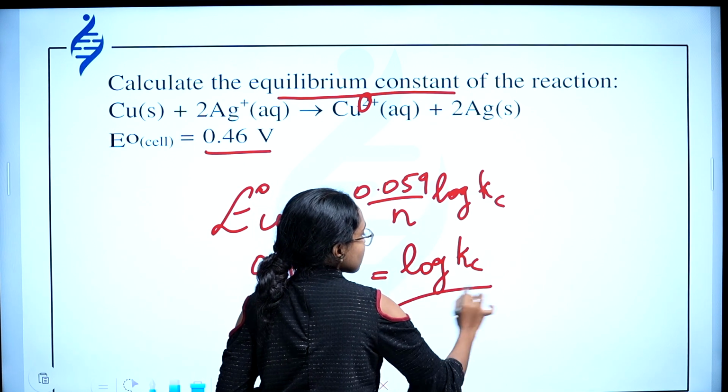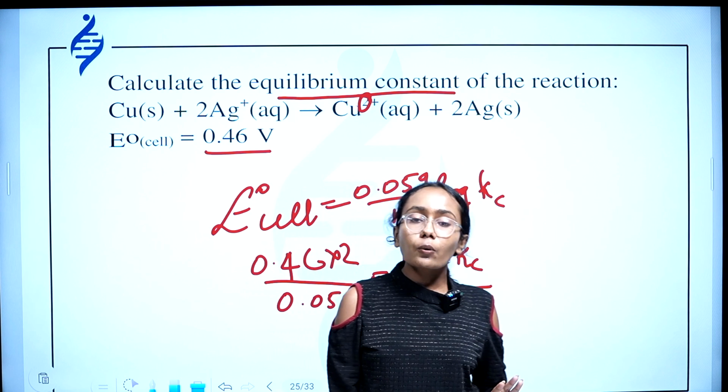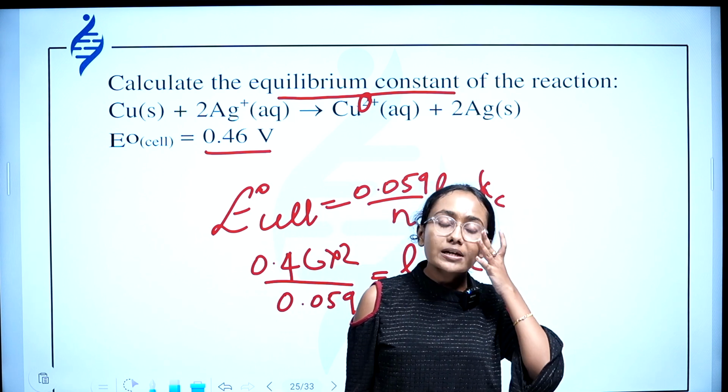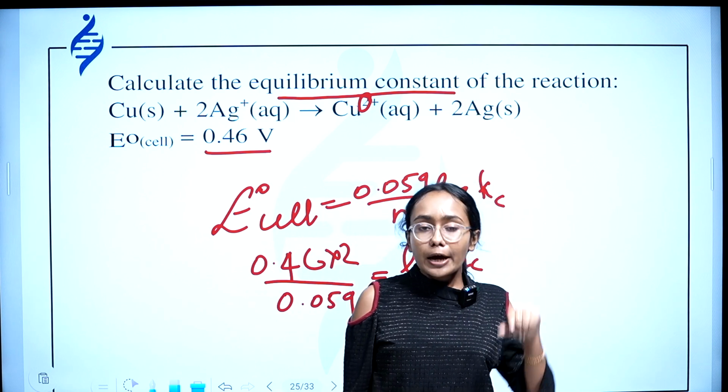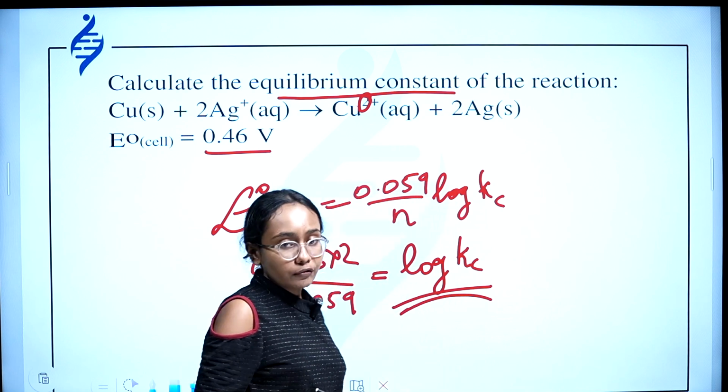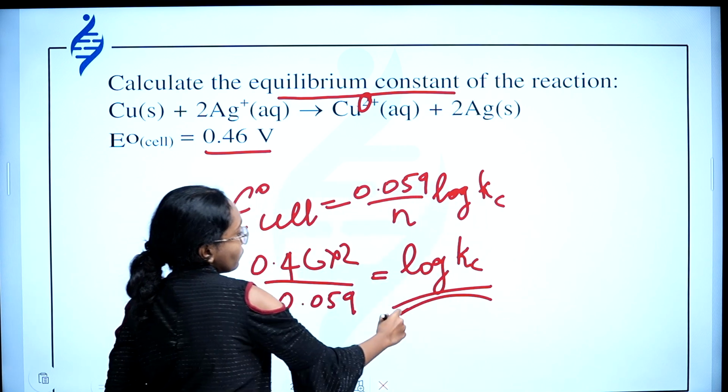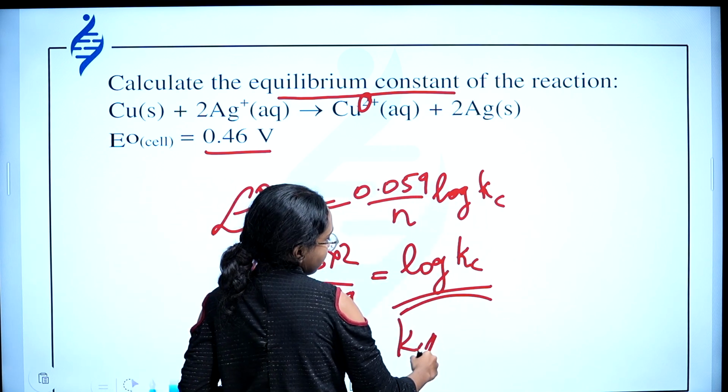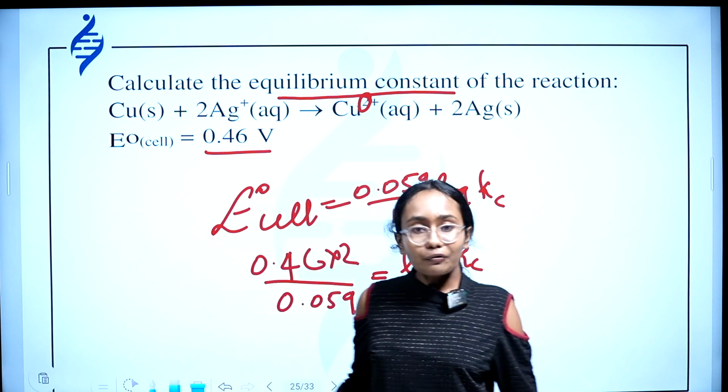From this value of log Kc, just anti-log it. How are you going to anti-log it in a scientific calculator? Shift plus log will give you the anti-log of a value. So anti-log the value and you will finally get the value of Kc.